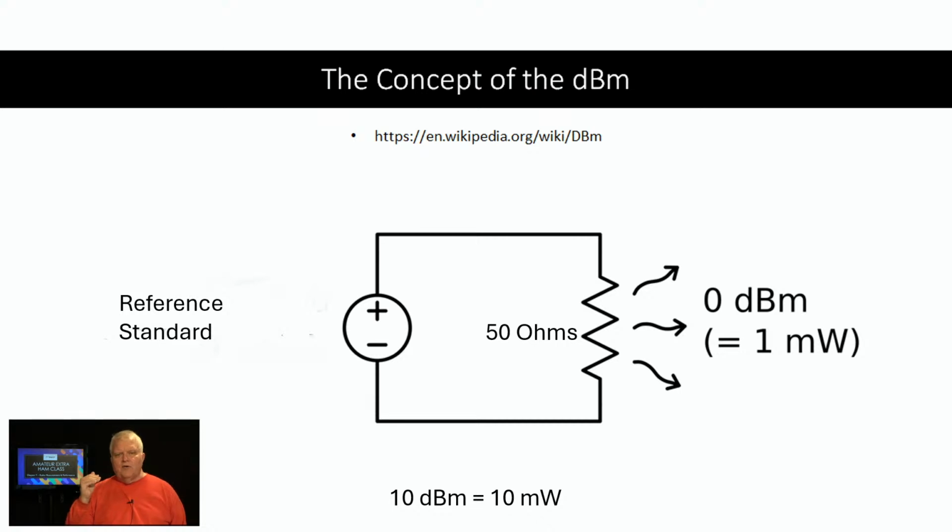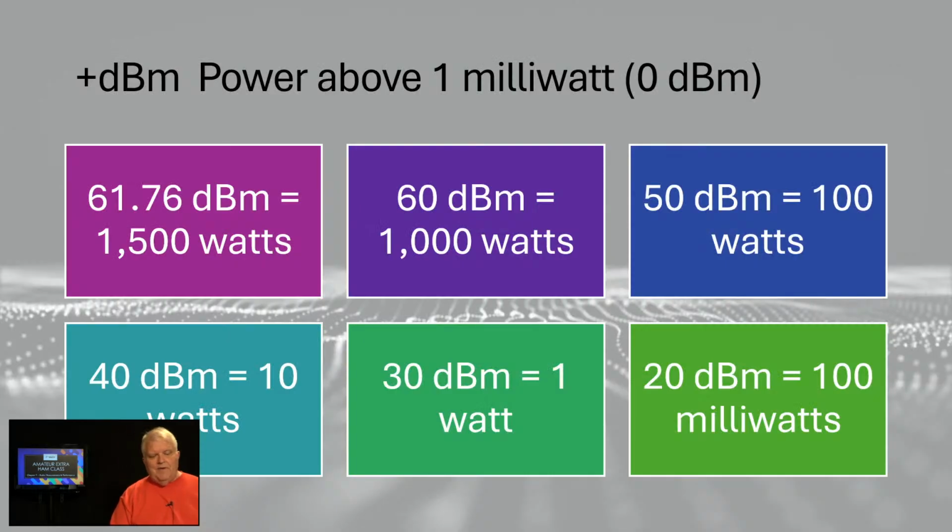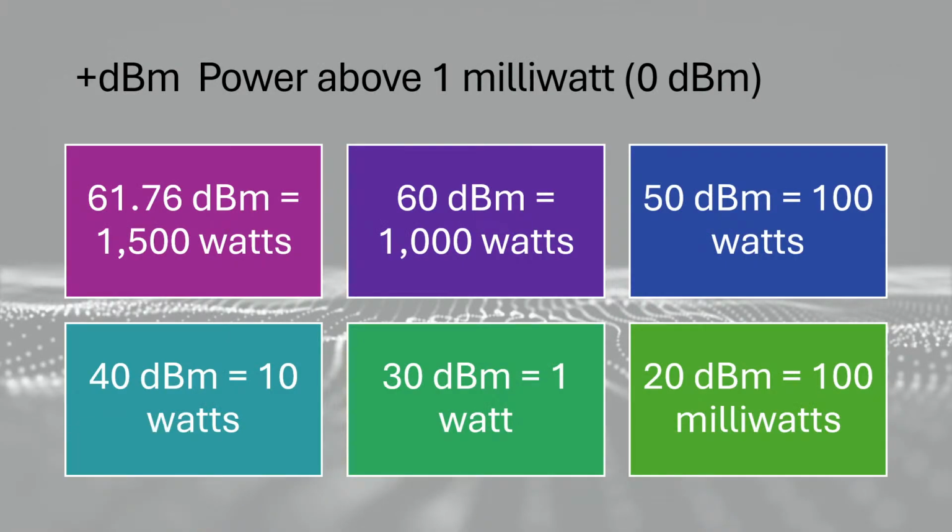And then you can have signals that are above that, or more than 1 milliwatt, and you can have signals that are lower than that, less than 1 milliwatt. Positive dBm, negative dBm. So if we're looking up, times 10, which you might remember, 10 dB is 10 times. So plus 10 dBm would be 10 milliwatts. Plus 20 dBm would be 100 milliwatts.